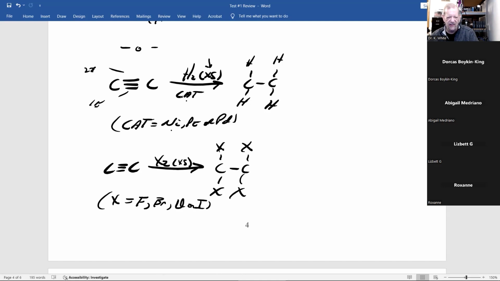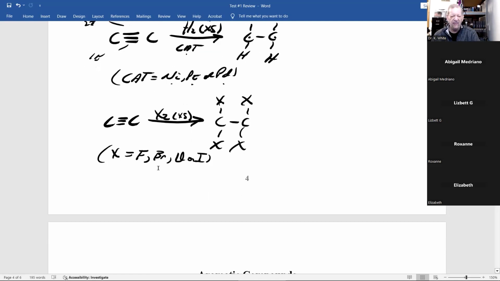Remember, use a catalyst, nickel, platinum, or palladium, to break the pi bond. But now there are 2 of them. So each carbon of the triple bond gets not 1, but 2 hydrogens. And the same thing happens with halogenation. Triple bond, 2 pi bonds, halogen gas, remember X in this case, fluorine, bromine, chlorine, or iodine, and each carbon of the triple bond, since you have 2 pi bonds, gets 2 halogens, or a total of 4.